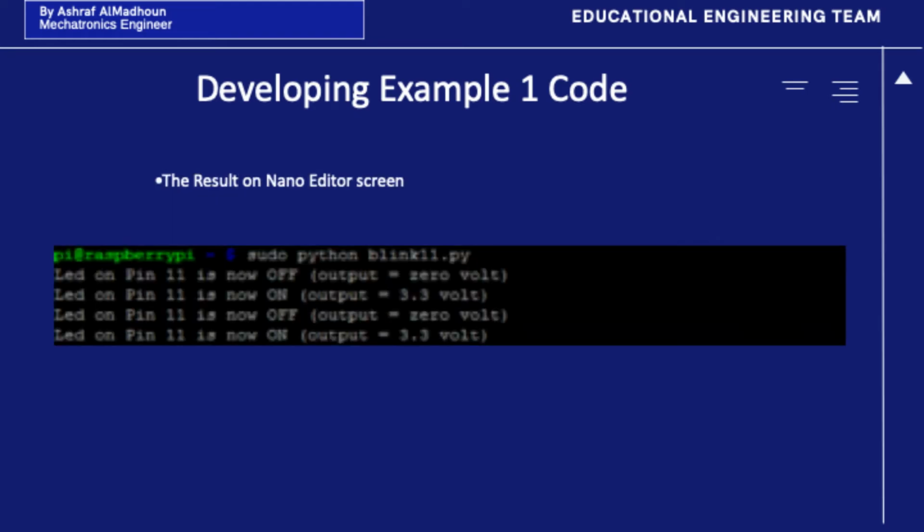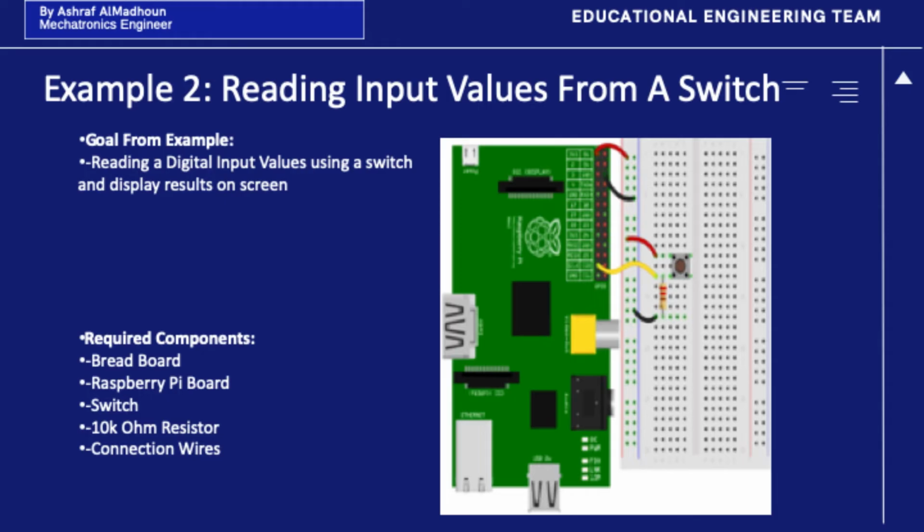So we will develop the code so that it will show a line after turning the LED on and off. Now this is the result on the Nano editor screen.